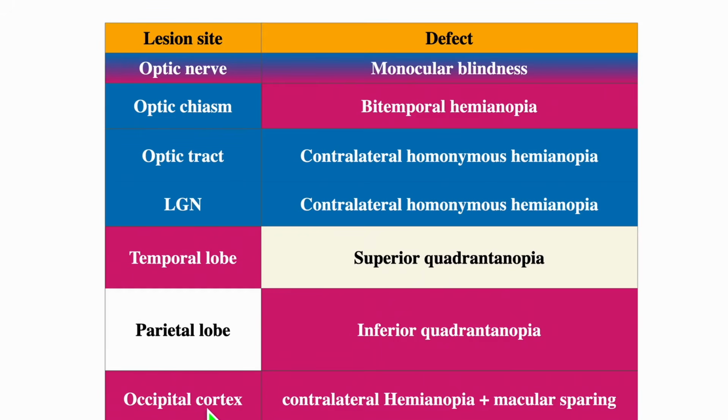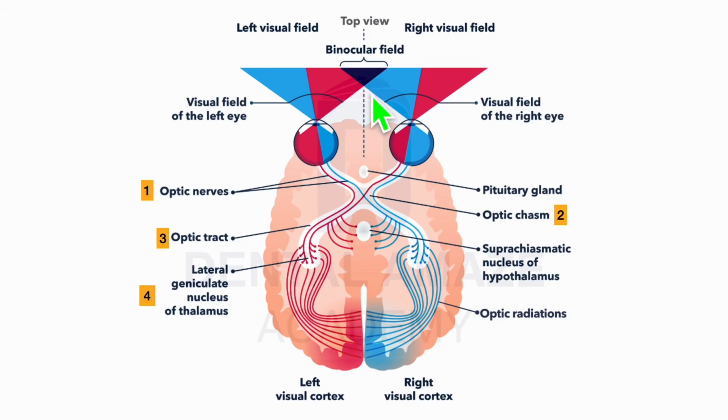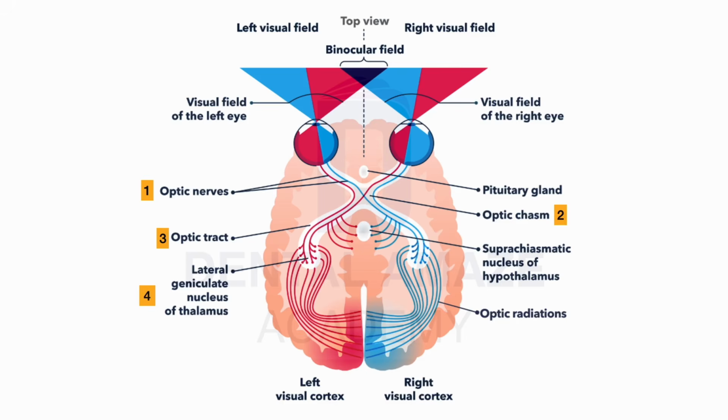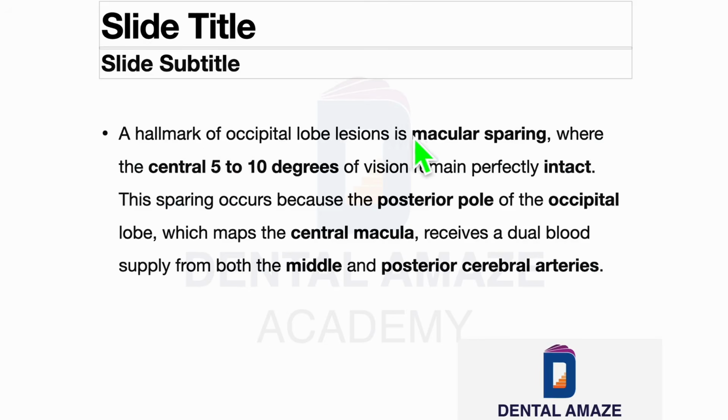So some problem, some tumor in the occipital cortex, what you get is the same thing, contralateral homonymous hemianopia with macular sparing. So this is the area, the central area. This area will be spared in your occipital cortex, but not spared in the optic tract or lateral geniculate nucleus, and this is important. The hallmark of occipital lobe lesion is macular sparing, where the central 5 to 10 degrees of vision remain perfectly intact, because the posterior pole, the occipital lobe, which is connected to your central macula, just 5 to 10 degrees, receives dual blood supply.